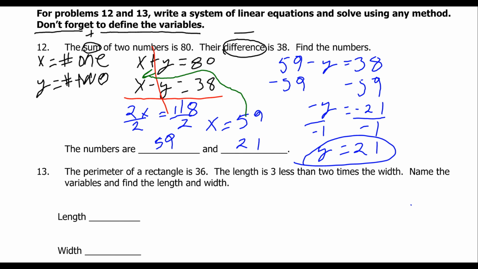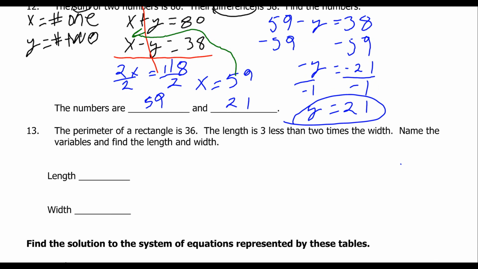So, just to double check, we do 59 plus 21. Does 59 plus 21 equal 80? Yes, it does, okay? And now I need to make sure that 59 minus 21 actually equals 38. So we can go ahead and use our calculators. That is just fine. Do it. Okay, 59 minus 21, just as we said, is in fact 38, and therefore this problem is officially verified, and we know that it's right. We know that you can turn this in and get that problem right.